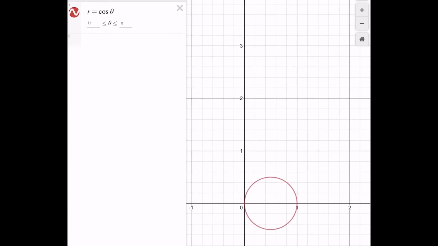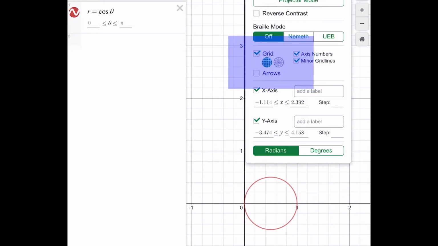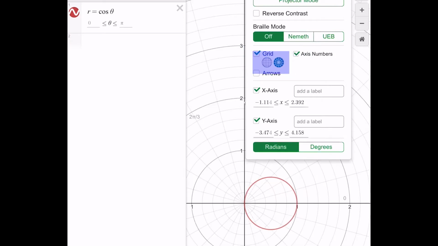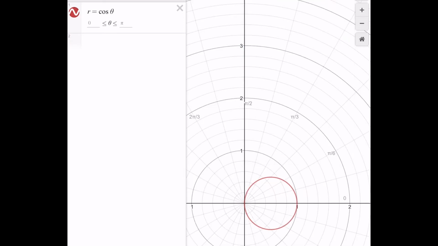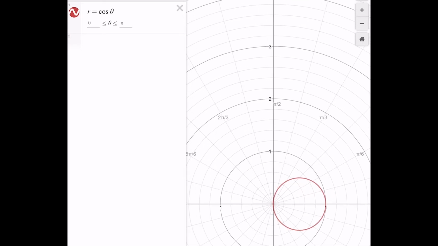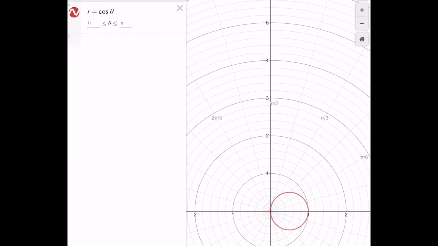Now, for what it's worth, when you are graphing in polar form, it's actually a little bit nicer to use a polar grid in the background. If you go into the options, you can choose a polar grid, and now this is a grid that's suited for plotting points in polar coordinates.